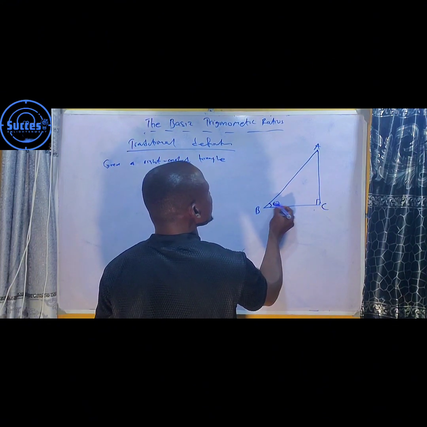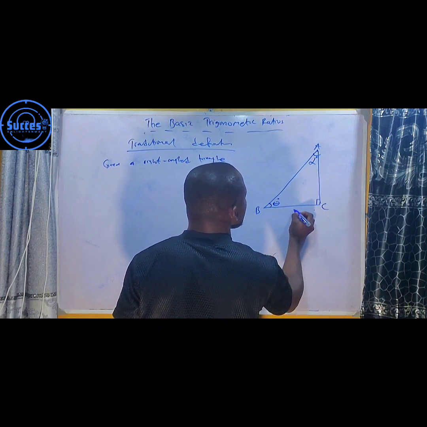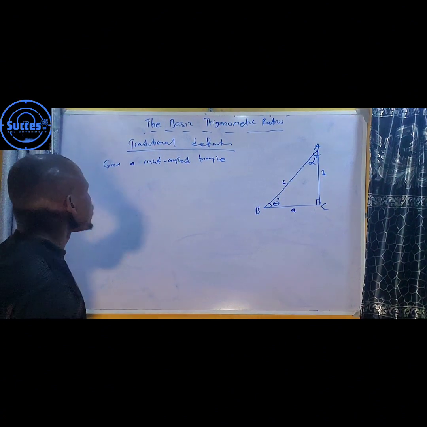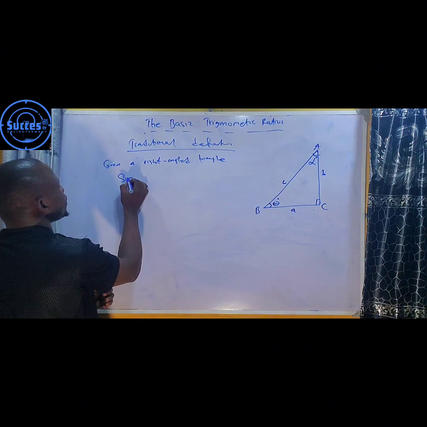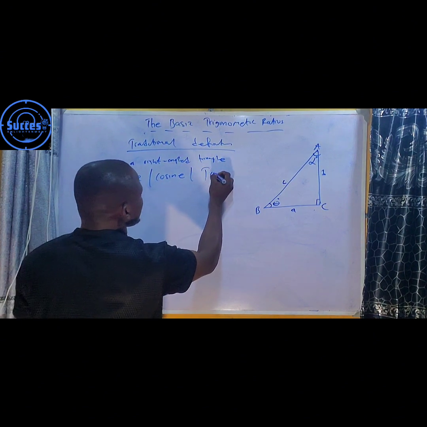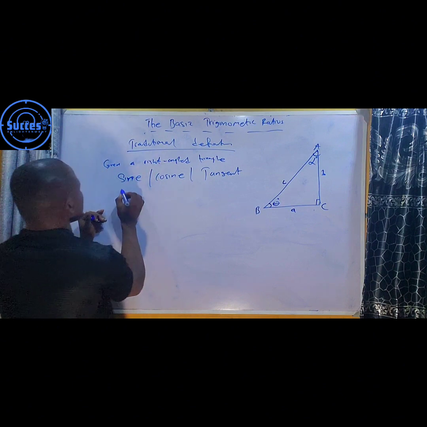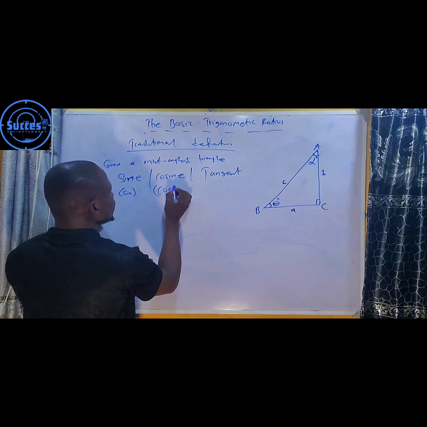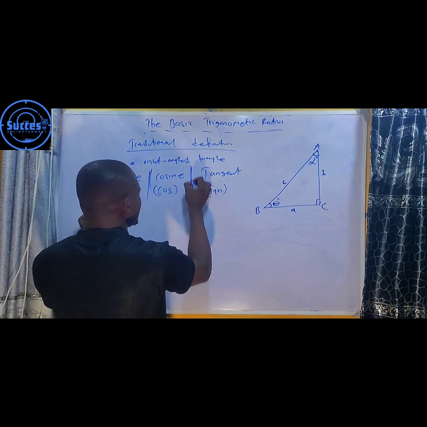This angle is unknown, we call it angle theta. This angle is unknown, we call it angle alpha. This will be small letter a, this is small letter c, and this will be small letter b. Now we are looking for our three basic ratios: our sine, our cosine, and our tangent. Sine is denoted as sin, cosine is denoted as cos, while tangent is denoted as tan. This is how you represent them.